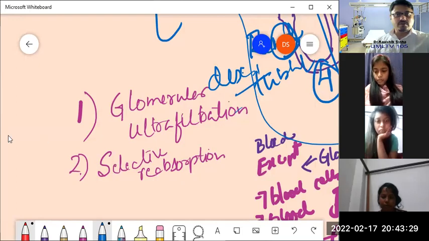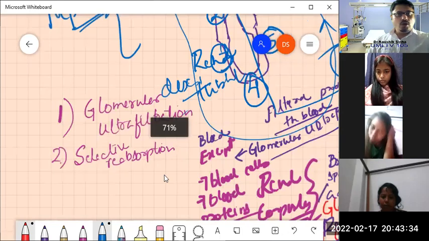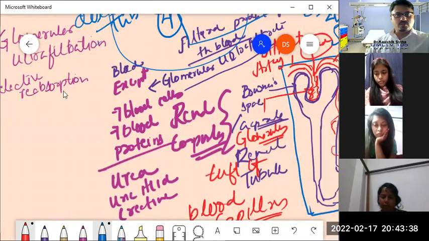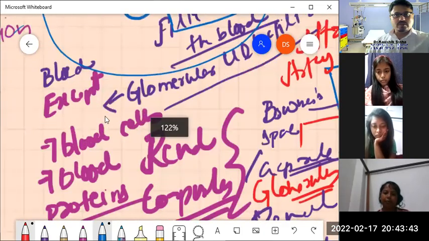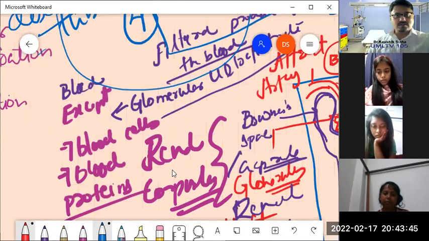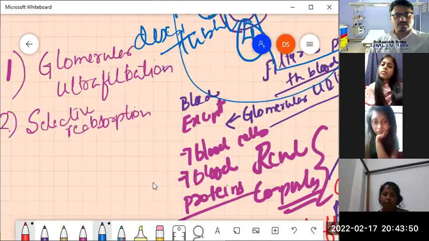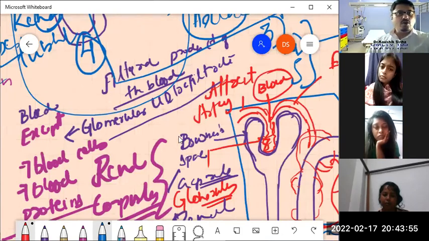Just now we noted that during ultrafiltration, all the components of the blood enter the ultrafilter. This is what is written here, right? The ultrafilter has all the components of the blood except the blood cells and the blood proteins. So these are the 2 exceptions. That means the filtrate has all the useful and necessary materials, namely the glucose, the water, the sodium, the potassium, all the stuff.